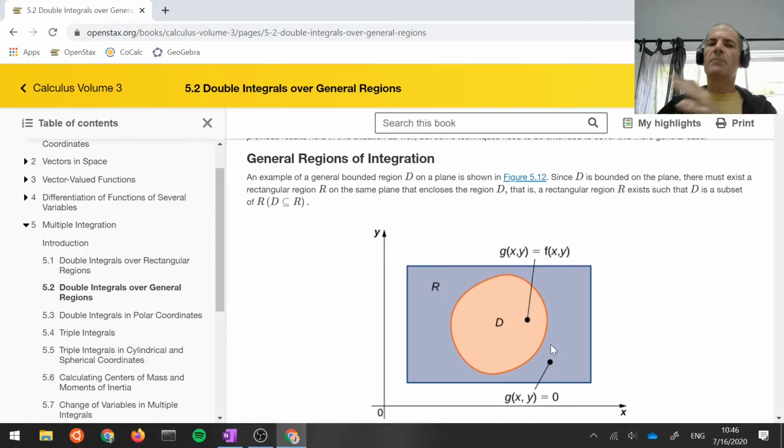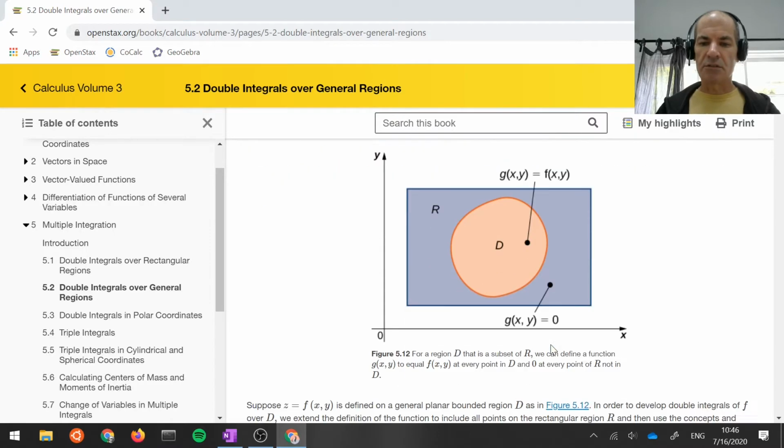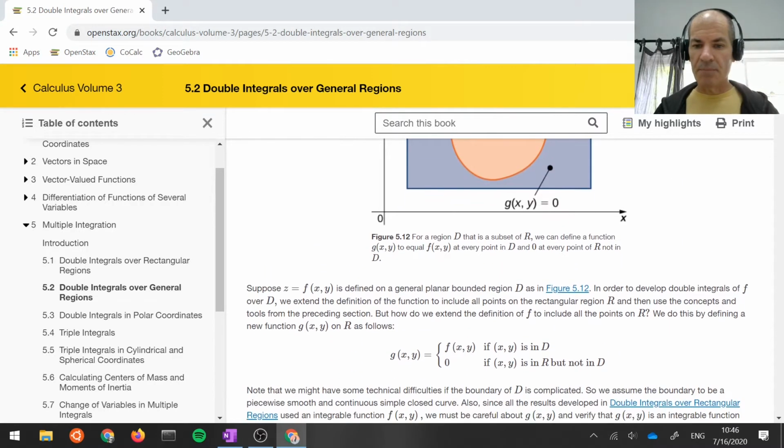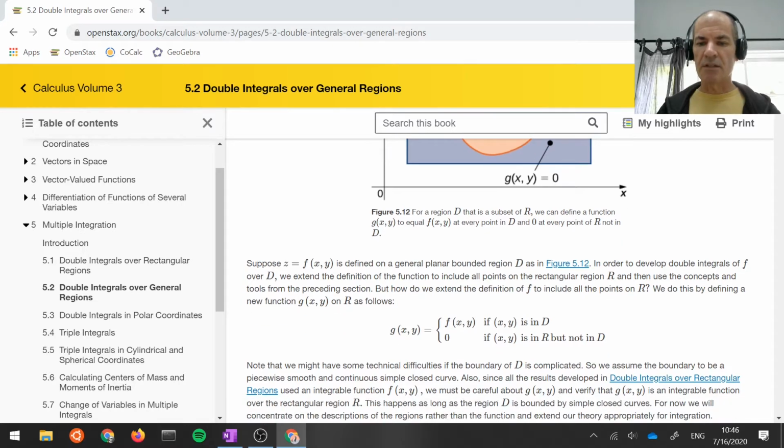So know that in the background, all of that's going on, and what that lets us do is apply, for example, all of the properties of double integrals like linearity and upper and lower bounds to these irregular regions. And so that's what we see here, up here, this definition of the function g as we extend.